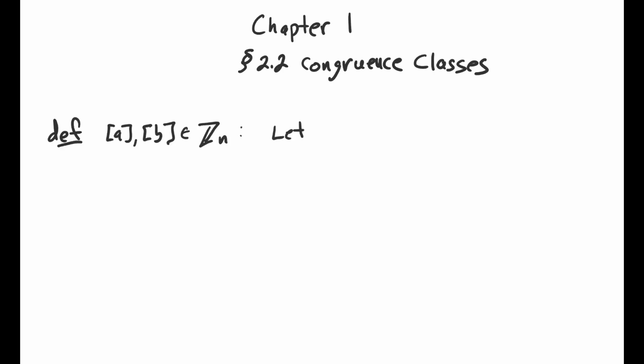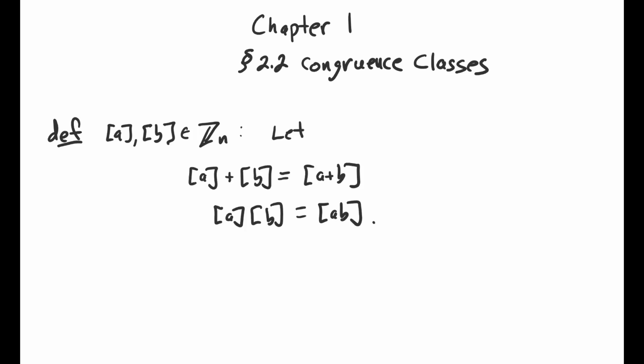If we start with two congruence classes, A and B, then we can define addition and multiplication in the only way you can probably think of. Simply take the two representatives and add them, or take the two representatives and multiply them.